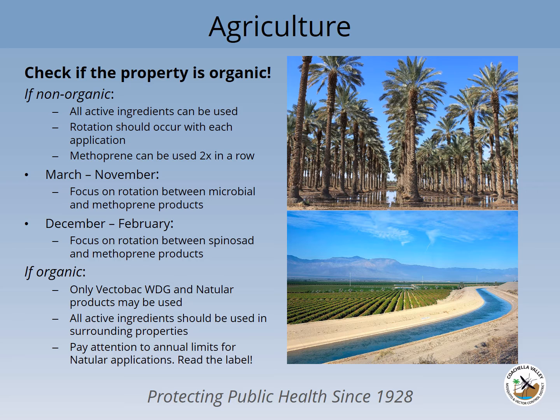And the one important thing to keep in mind, particularly in these organic locations, because you're going to be doing so many Natural applications, is to pay attention to the annual limits for Natural applications. Those can be found on the product label. There's a certain limit to how many Natural treatments you can do in an area in one year, so make sure you're reading the label and you're aware of that. That's pretty much it for your agricultural sites.